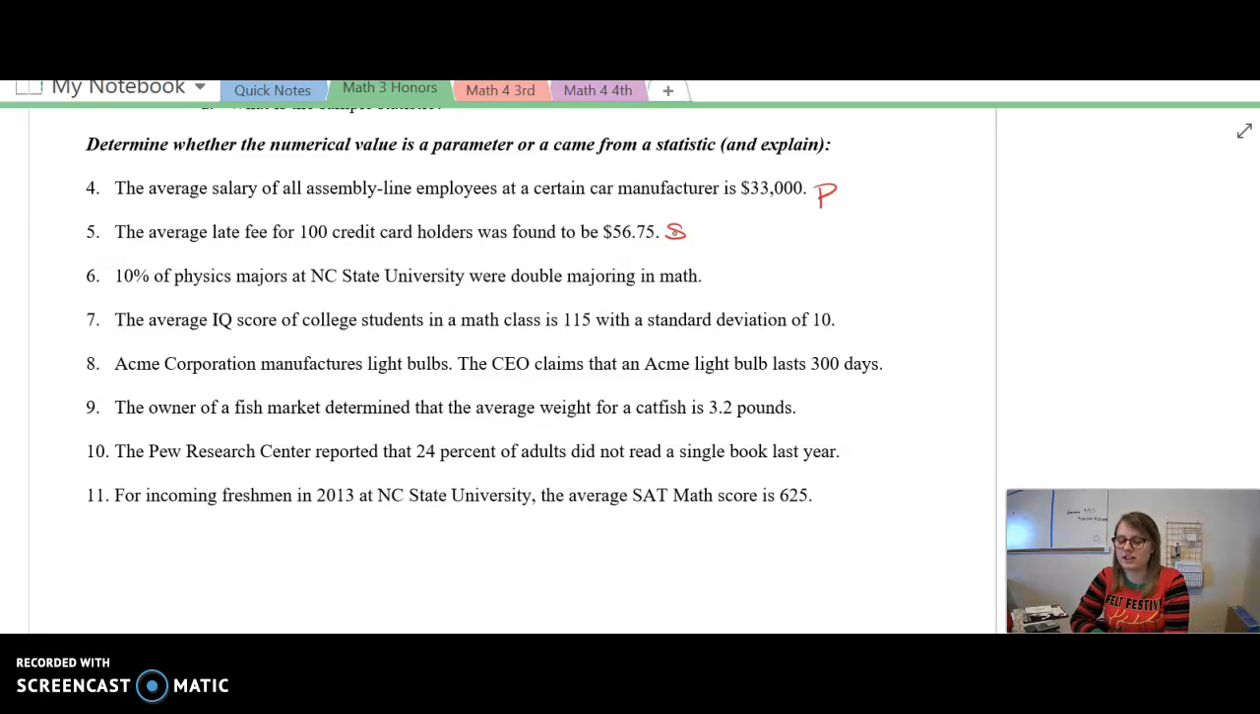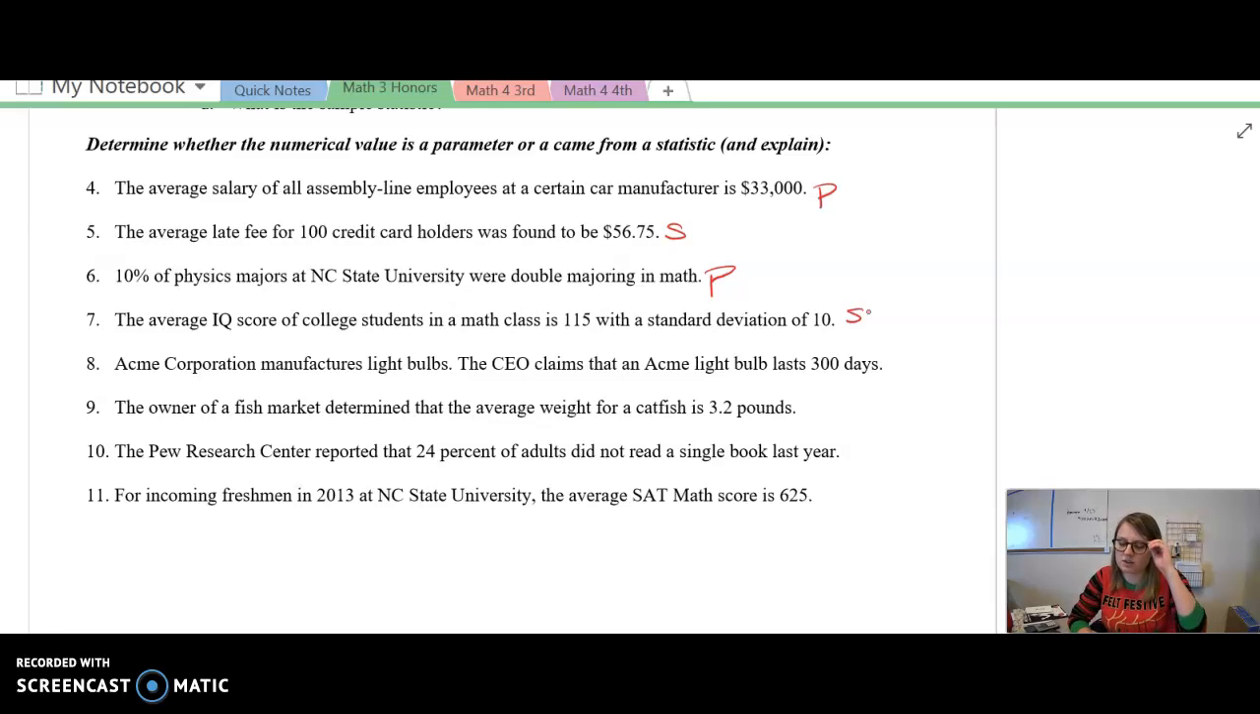10% of physics majors at NC State University were double majoring in math. This is going to be a population. This is something that they can gather from their records. They can see 10% of their physics majors are double majoring. It is something that's on record. The average IQ score of a college student in math class is 115 with a standard deviation of 10. This is a statistic. So it's asking for the IQ score of college students, but it's in a math class, and this is not representative of the whole population of college students because it's only that math class.